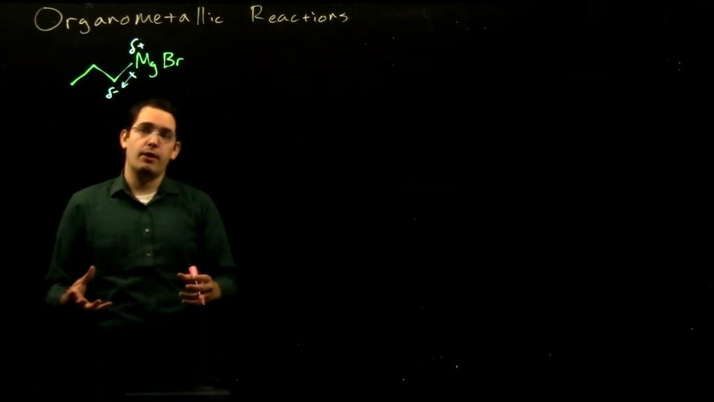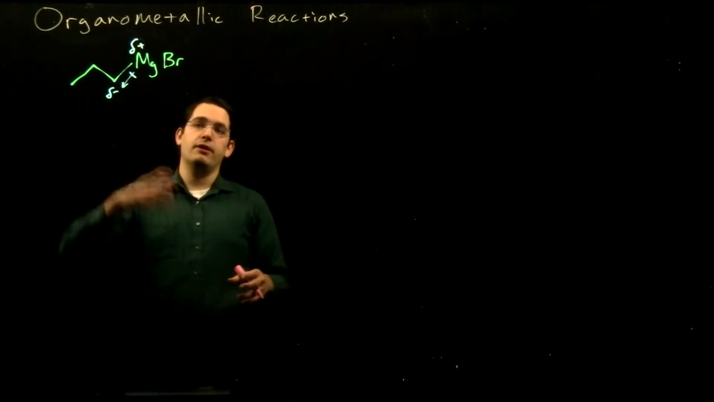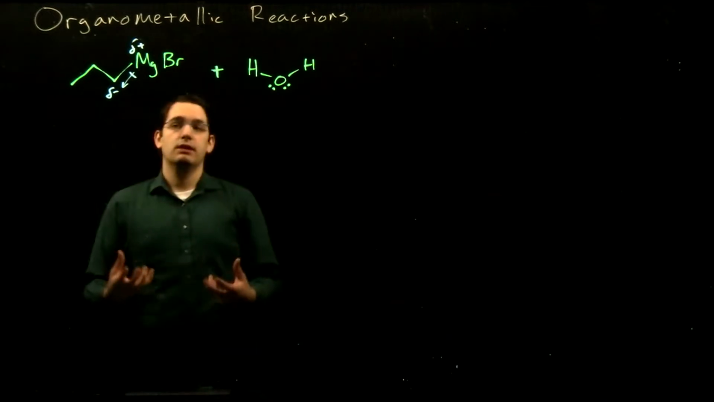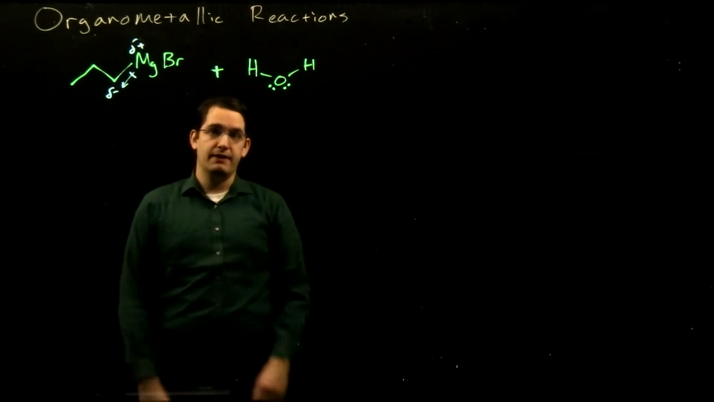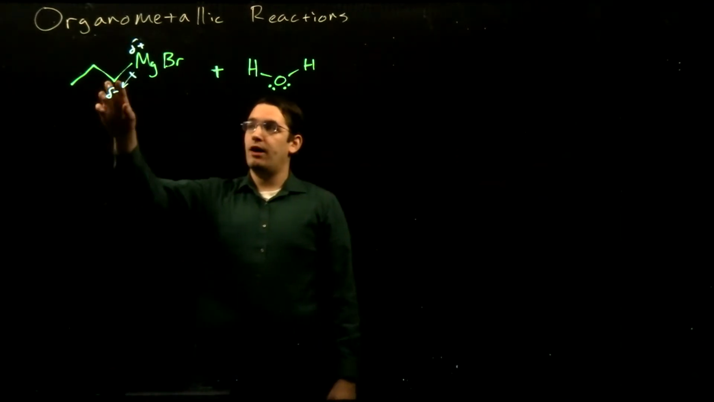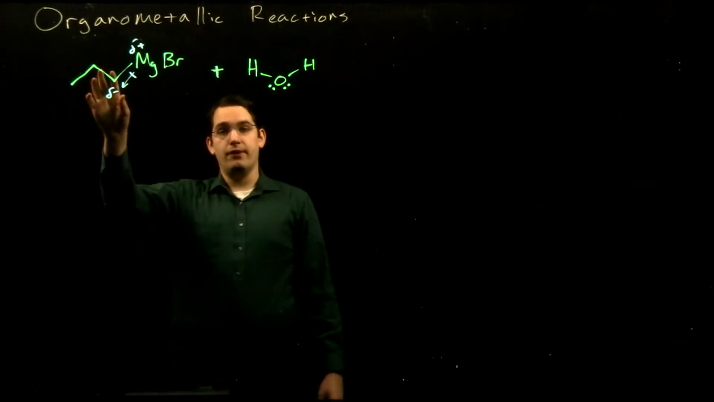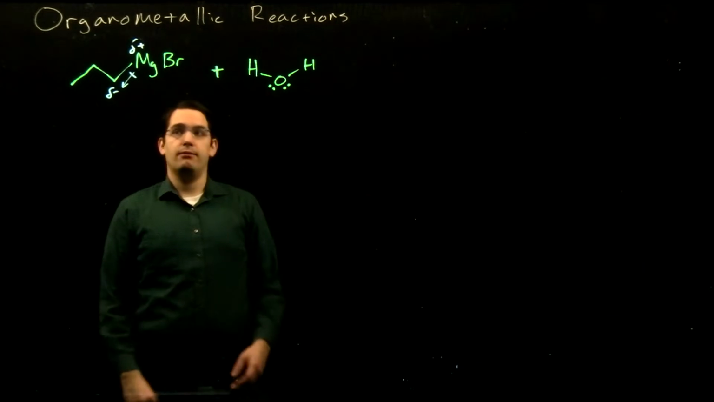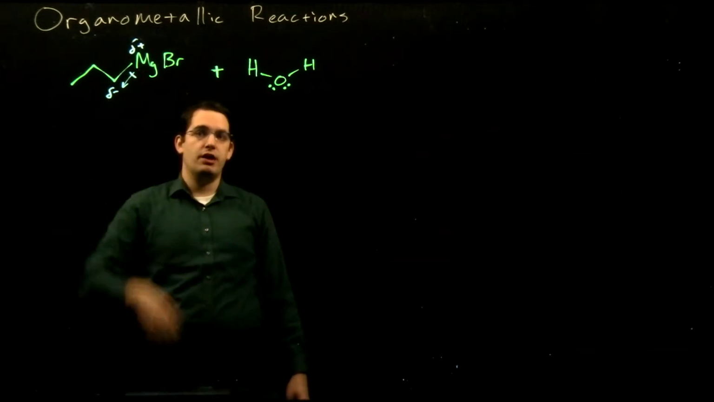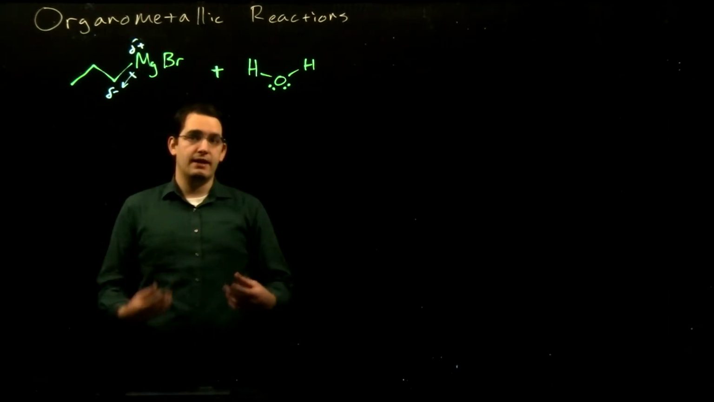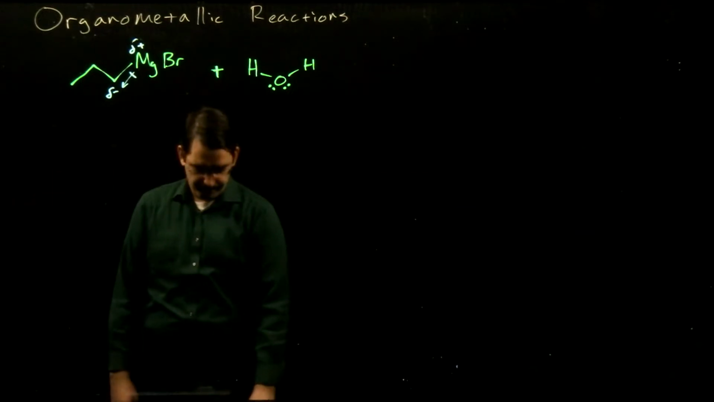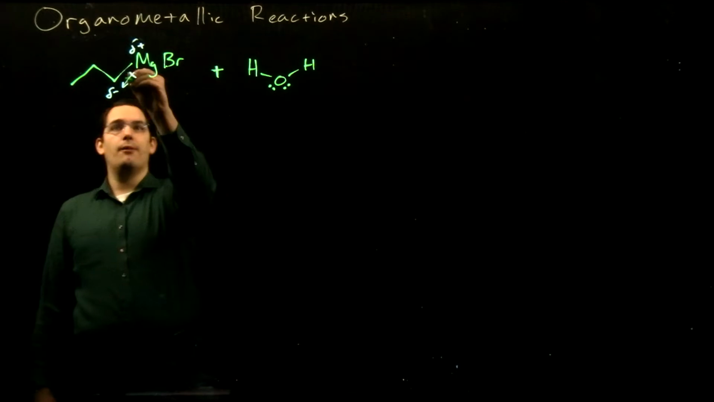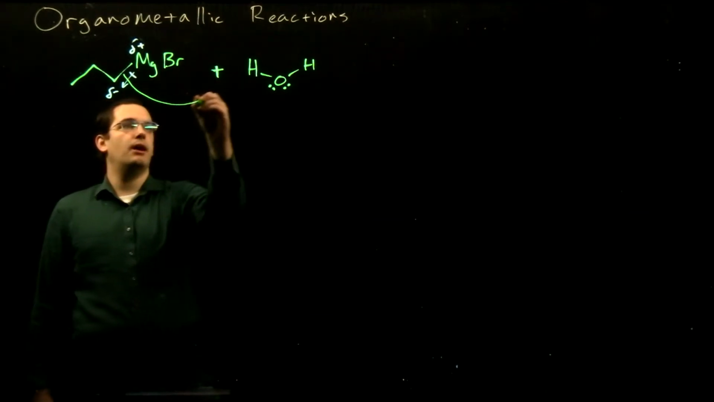So in today's video, we're going to look at how that nucleophilic carbon can be used to make some interesting new reactions. Let's start out with a simple acid-base reaction. So our carbon here, of course, is highly nucleophilic because of that bond to our metal, but it's also highly basic, right? Anytime we have a large negative charge density on a carbon, it also tends to be a very good base as well.